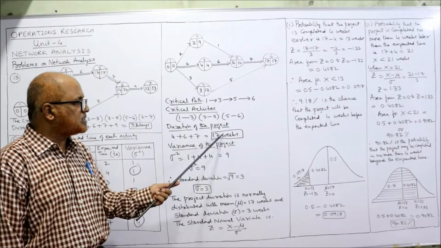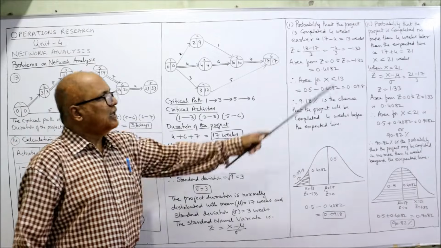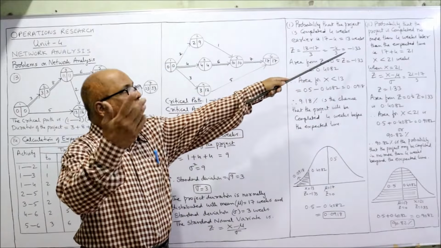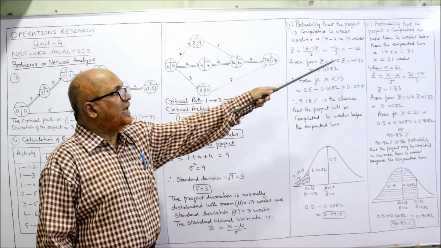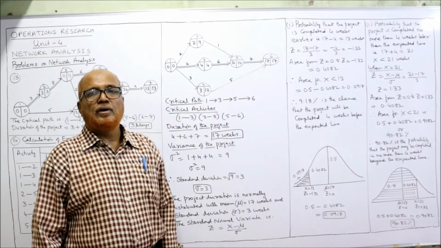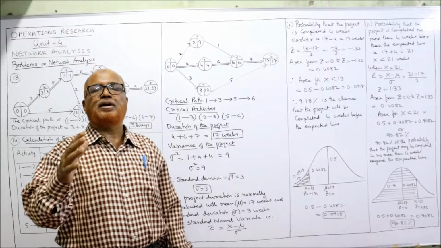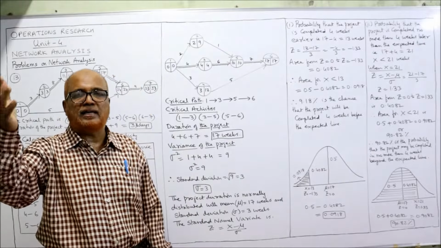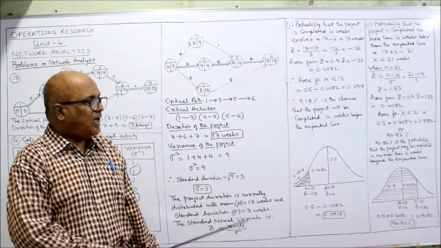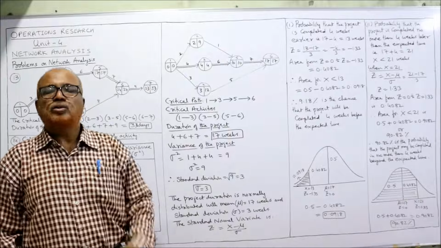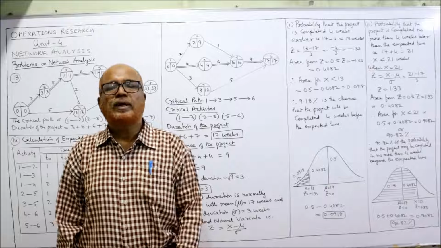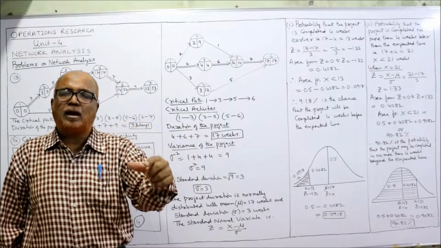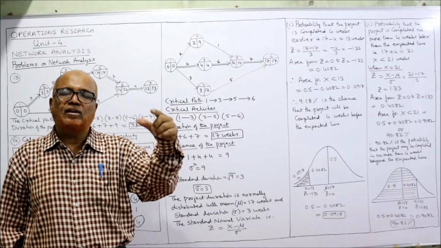The expected time is 17 weeks. That's it. Now last point. Probability that the project is completed no more than 4 weeks later than the expected time. What is the probability that the project will be completed not more than 4 weeks later than the expected time? Expected time is 17 weeks. So 17 plus 4, 21 weeks. What is the probability that the project will be completed in 21 weeks?